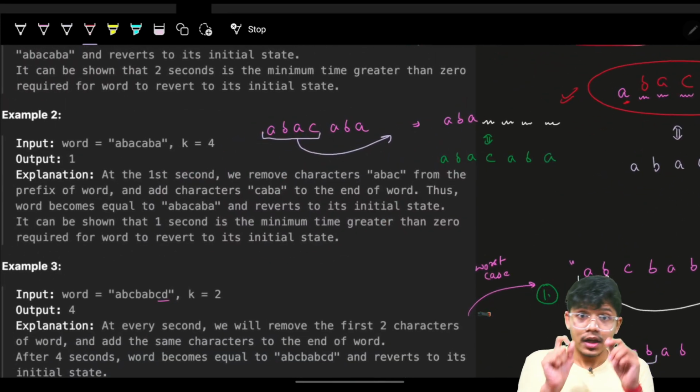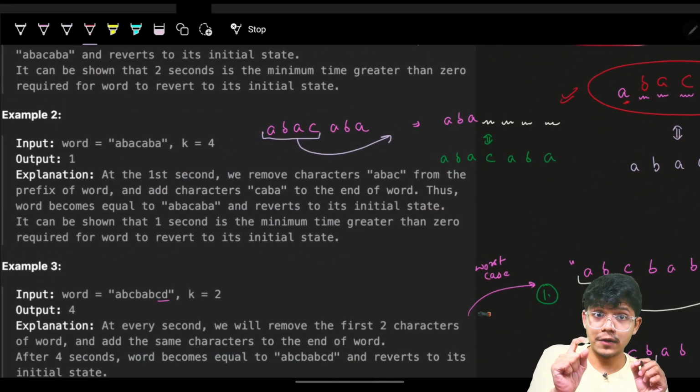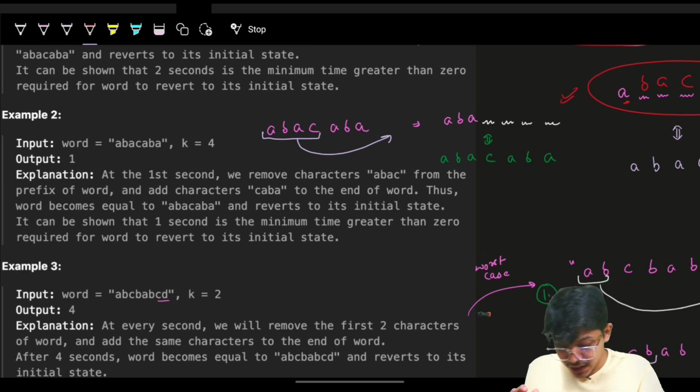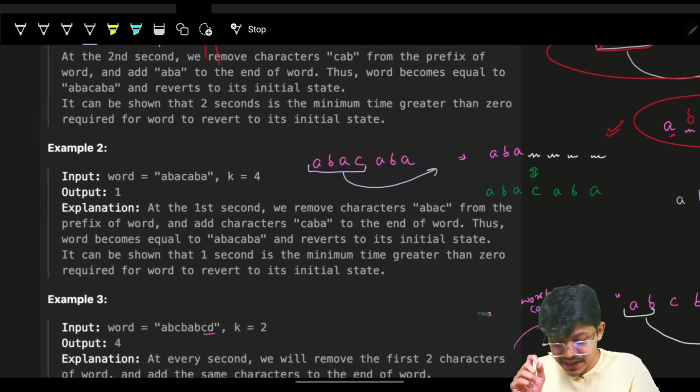So in this again, see all these examples very carefully, because from all of them only I will derive all the solutions. I will not take any new examples. I'll use only these examples. So please see them very carefully.